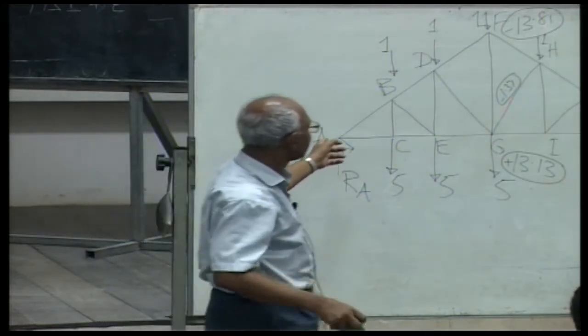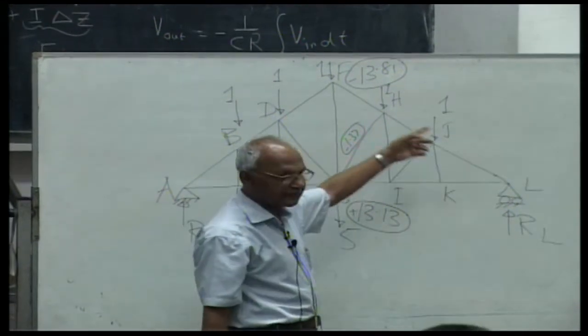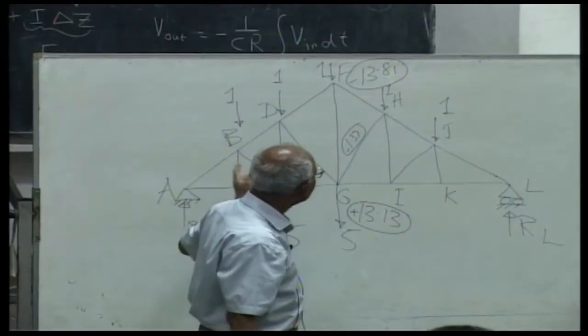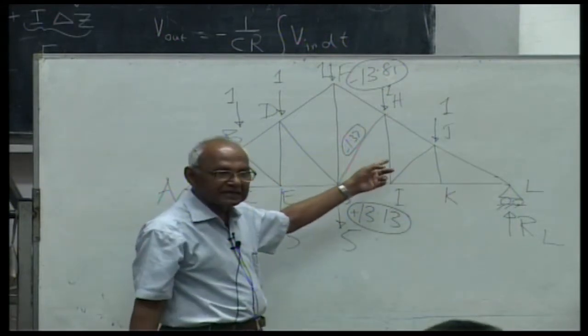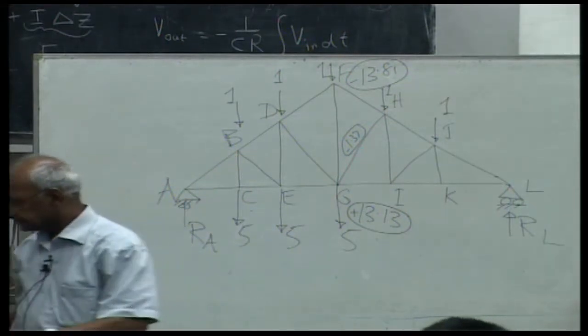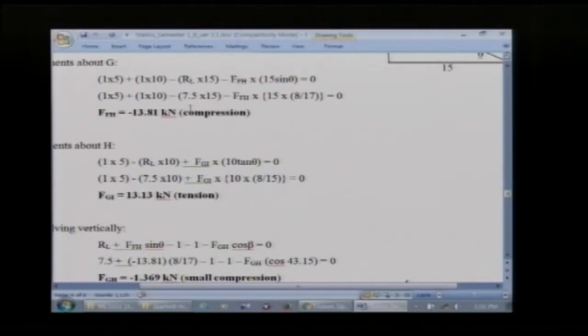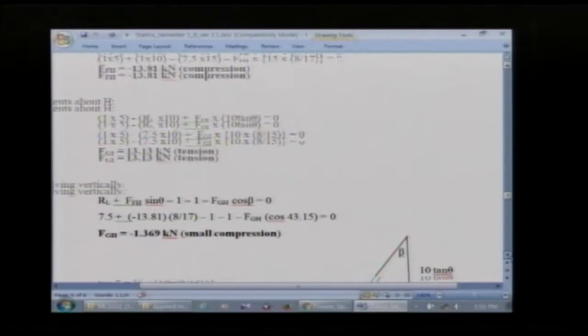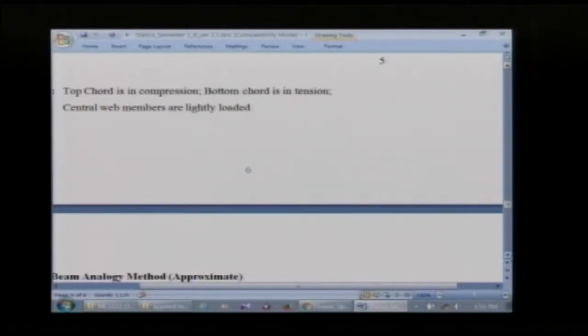So all the top in these simply supported trusses will be compression and all the bottom will be tension. These web members in the middle have fairly small forces. Okay. So that's the next method. Like I said, if you want only to find the forces in certain members, then this is a good method.